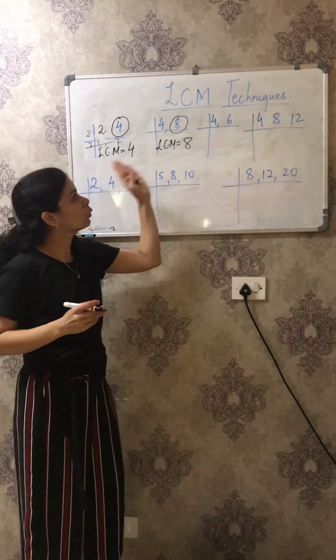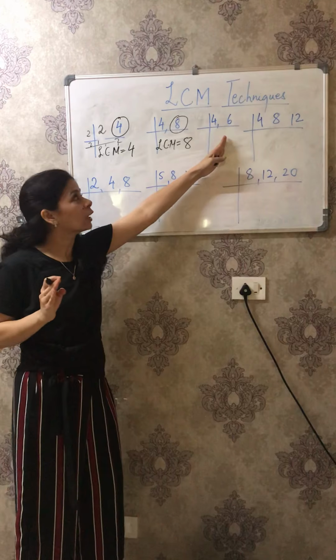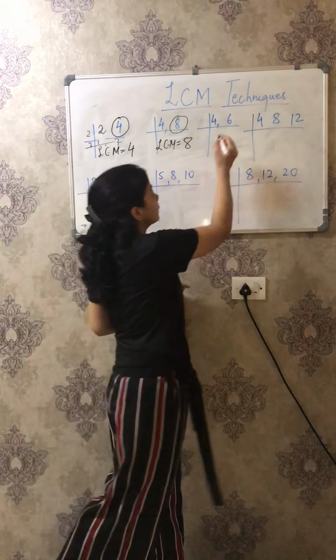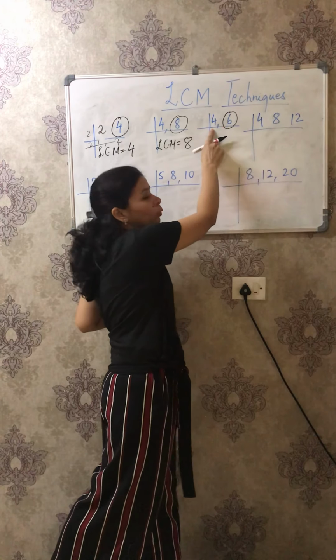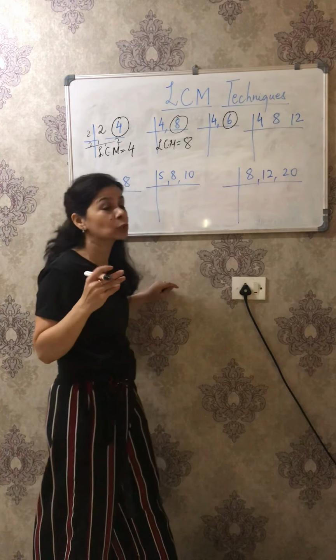Okay, let's move on to the third sum, which is 4 and 6. Here you have to find the LCM of 4 and 6. Go to the bigger number, 6. Now see whether this 6 is divisible by 4. 4 1s are 4, 4 2s are 8. No, it is not divisible. So in that case, what will you do?